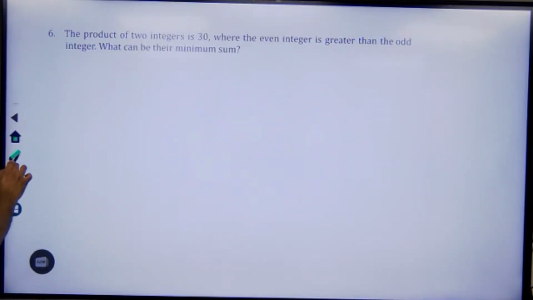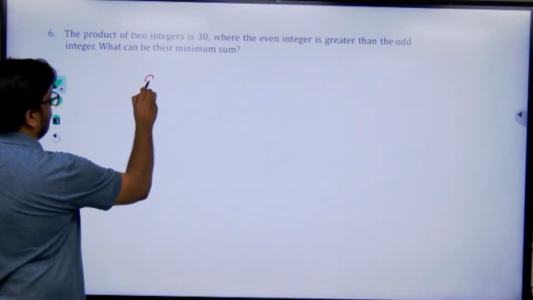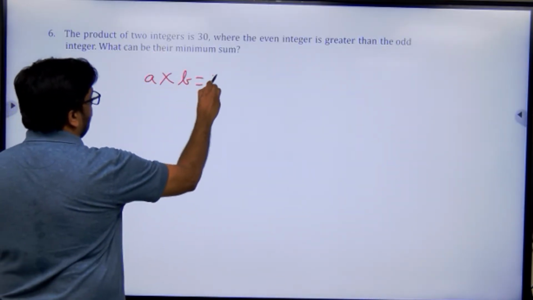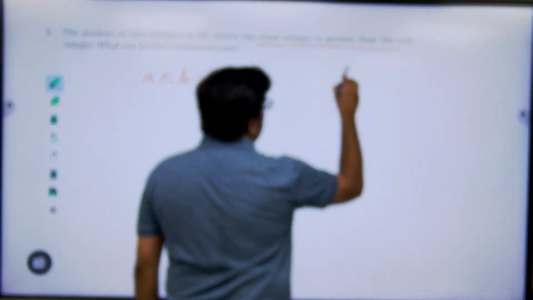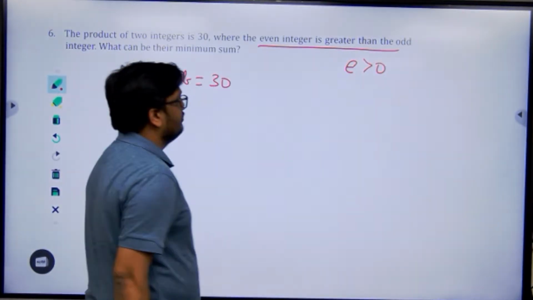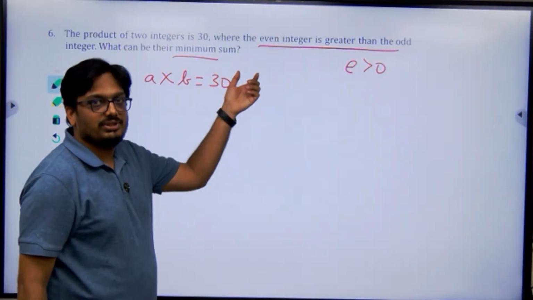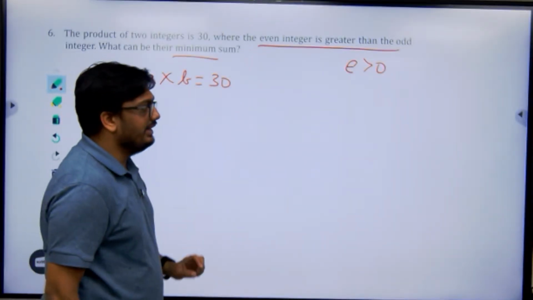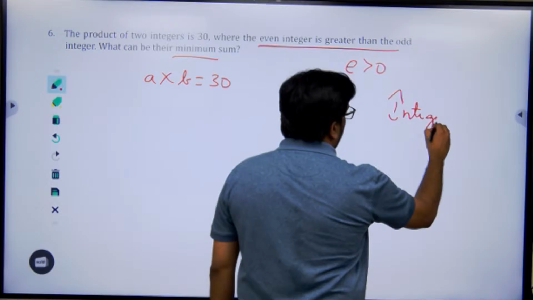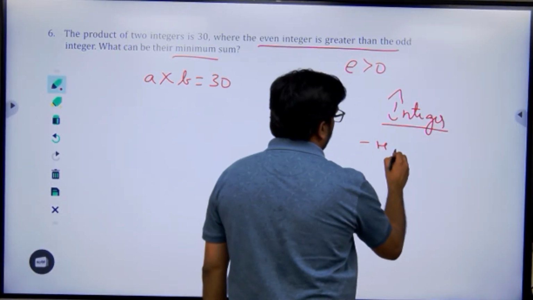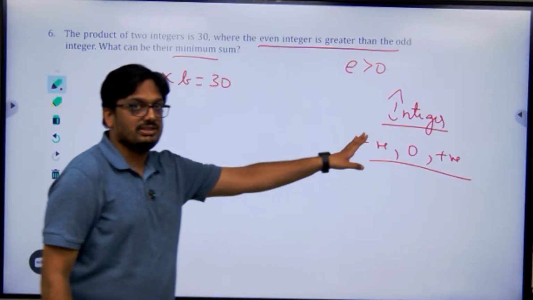Okay, next question. The product of two integers is 30. Let them be A and B, where the even integer is greater than the odd integer. What can be their minimum sum? In this question, they are speaking with respect to integers. You should know what integers are: negative, 0 and positive, all together called integers.